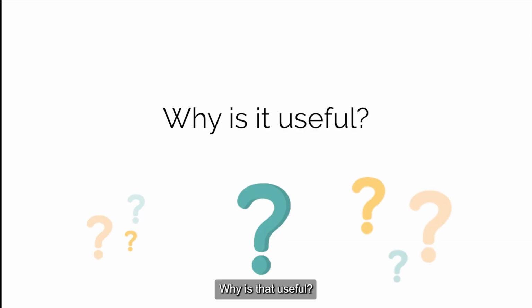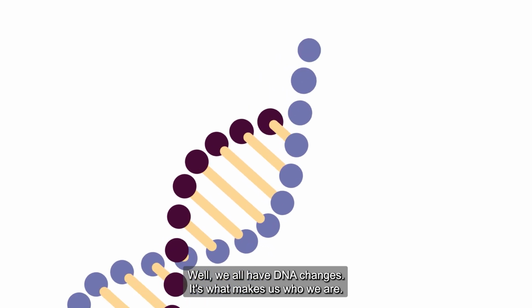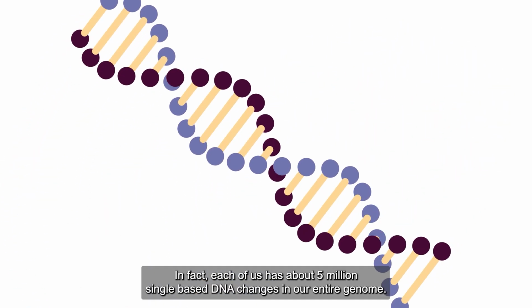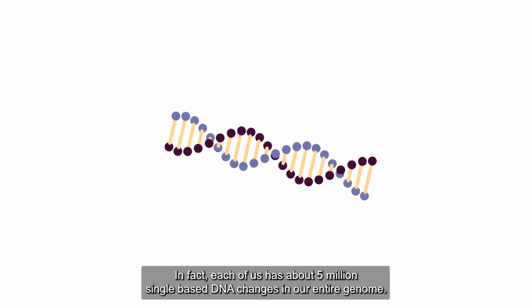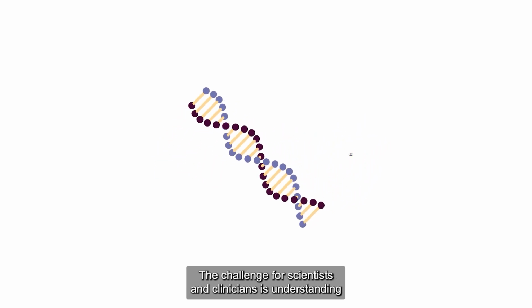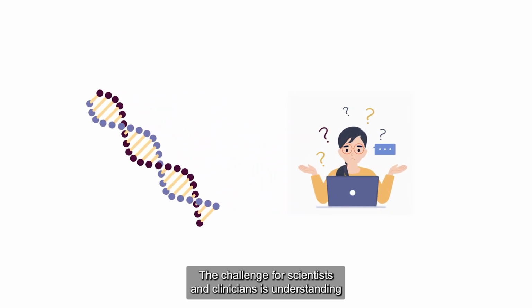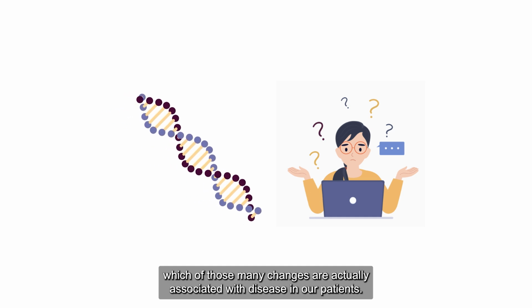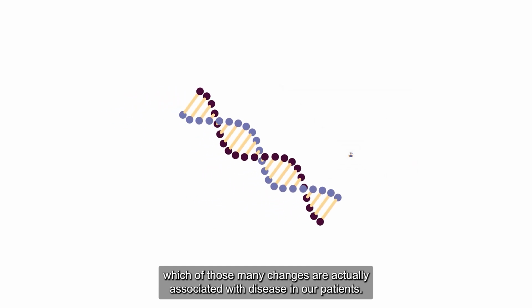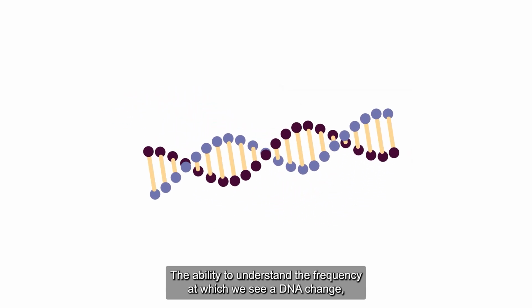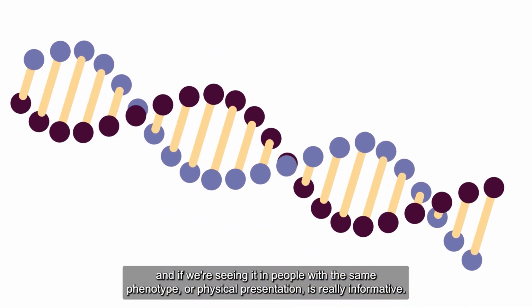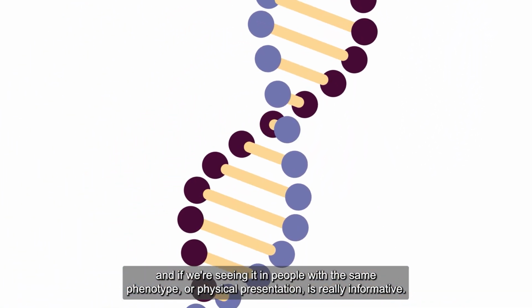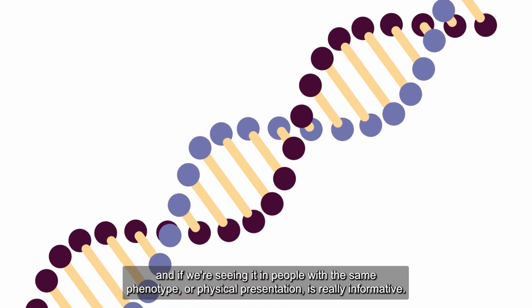Well, why is that useful? Well, we all have DNA changes. It's what makes us who we are. In fact, each of us has about 5 million single-base DNA changes in our entire genome. The challenge for scientists and clinicians is understanding which of those many changes are actually associated with disease in our patients. The ability to understand the frequency at which we see a DNA change and if we're seeing it in people with the same phenotype or physical presentation is really informative.